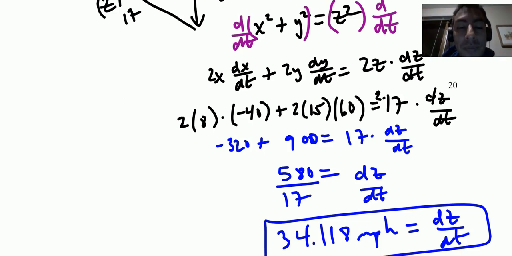When the car is 8 miles from the intersection, traveling at 40 miles per hour towards the intersection, and the truck is 15 miles away from the intersection, traveling at 60 miles an hour away from the intersection, the distance between the car and the truck is increasing at 34 miles per hour at that particular instant. If you want to hear that again, just rewind.